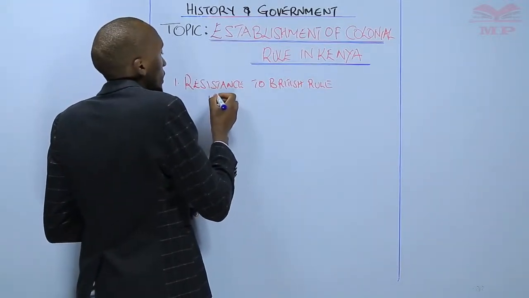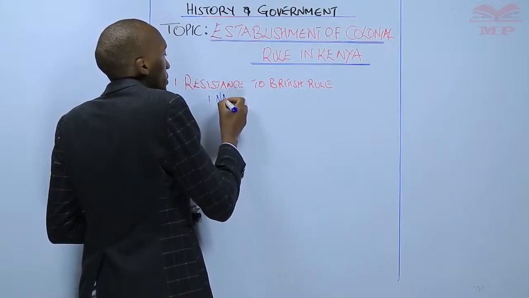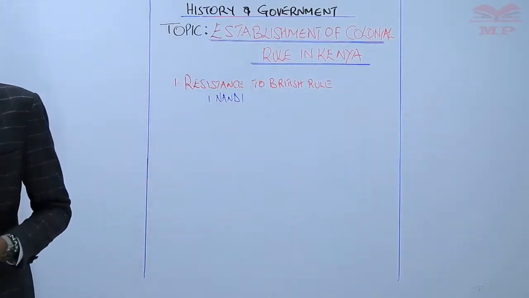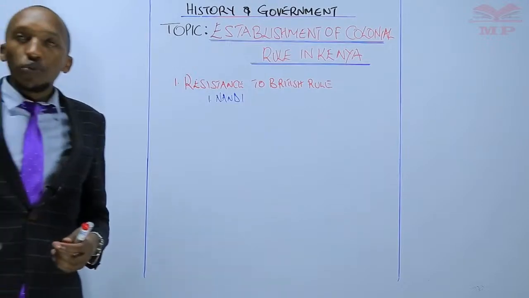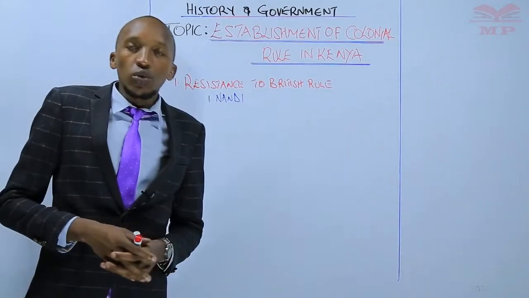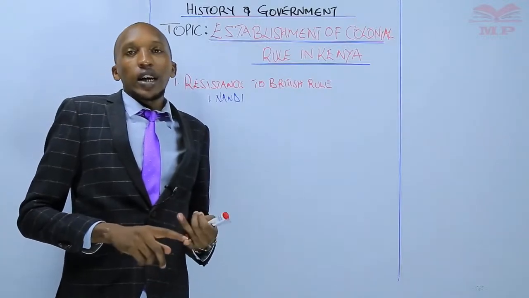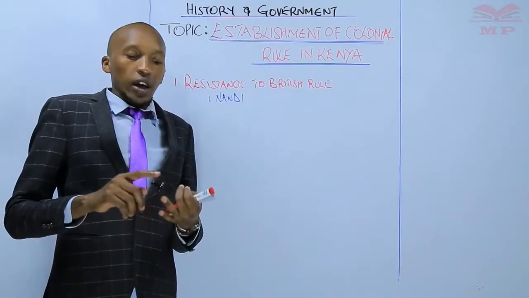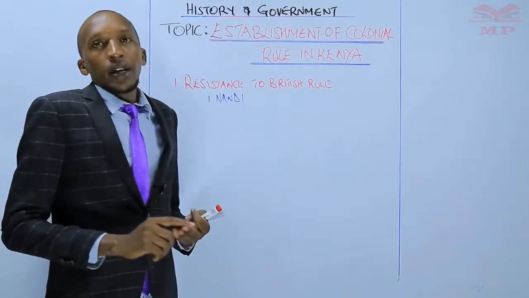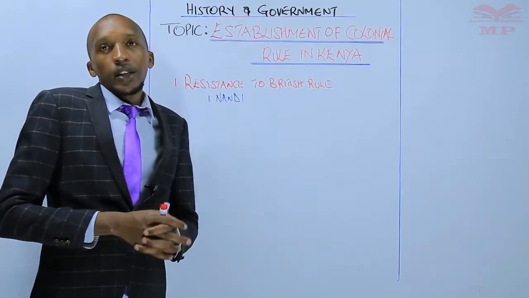So number 1, the first community is the Nandi. We said there are other communities apart from Nandi that resisted. Are you able to remember them? The communities that resisted the British colonial rule. The first one that we are studying are the Nandi. We also mentioned there are the Bukusu. We also shall see the Agiriama, and then finally we shall look at the Somali.